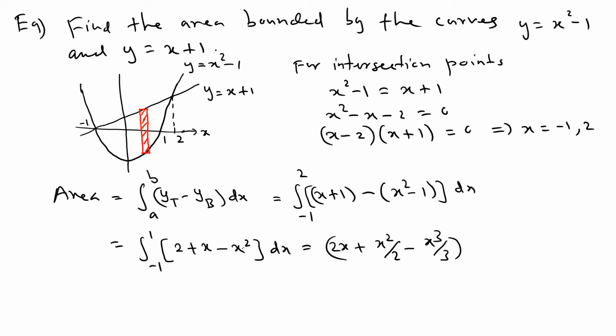So then what we're gonna do, we're gonna evaluate this at the 2 points, 2 and negative 1. So we're gonna plug in 2 first. If you plug in 2, you're gonna get 4 plus 2 minus a third, minus, if you plug in negative 1, you get negative 2 plus 1 half, and then plus 1/3, because negative 1 cubed is negative 1, with the negative sign is positive.